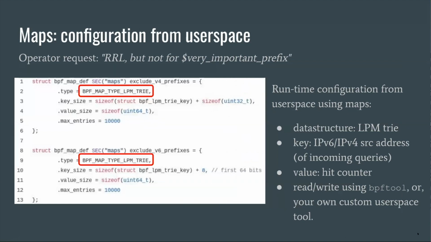The other use of maps is the configuration from user space. In this case, we want to exclude certain prefixes from a rate limiting program, and we do that using a different data structure that's available, a different type of BPF map that's available to us. That's the longest prefix match tree. That's already there, ready for you to use. So we make two of these maps again, one for v4 and one for v6, so we can exclude the ranges from our customers, for example, that we do not want to rate limit.